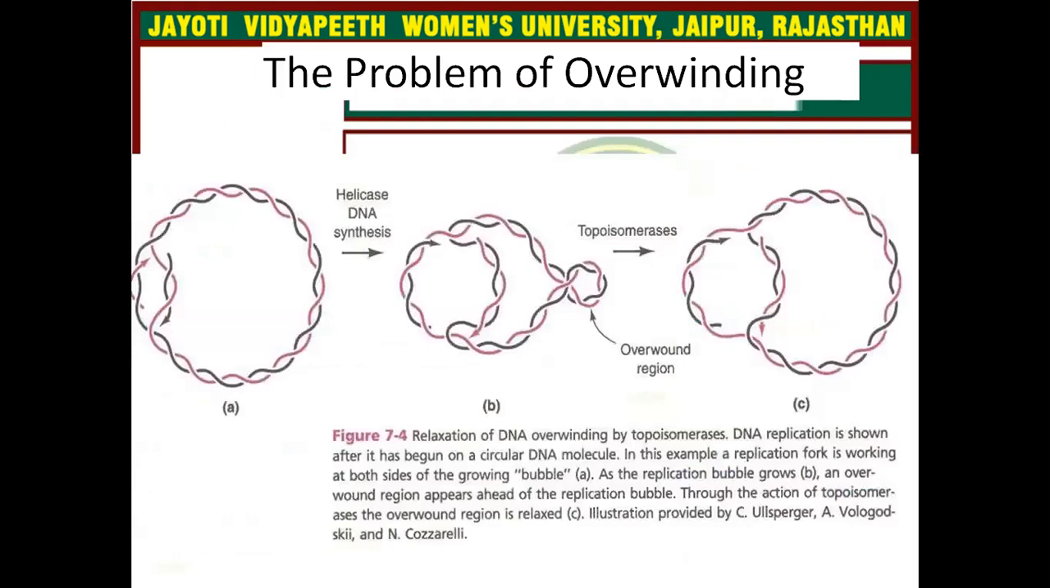Next is the problem of overbinding. When helicase acts and DNA synthesis occurs, it creates a replication fork and an overbound region will be there. To solve the problem of overbinding, there is the topoisomerase enzyme, which unwinds the overbound region.